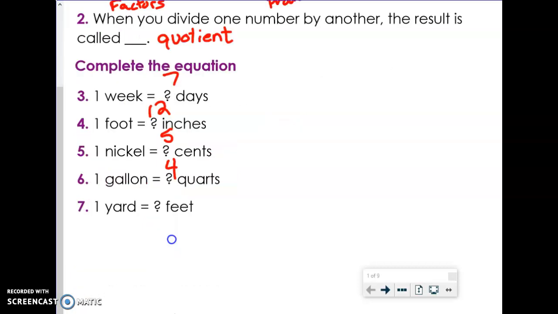Okay? And last one. Does anybody know how many feet are in a yard? 3 feet. Excellent. Okay? So just some basic conversion factors to know. In that quart, think about quarter, put it into quart.